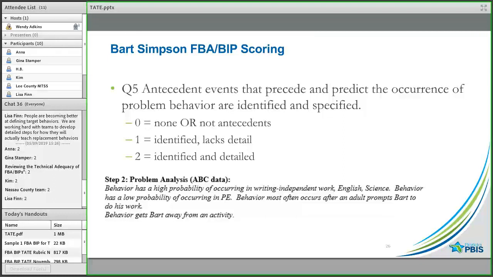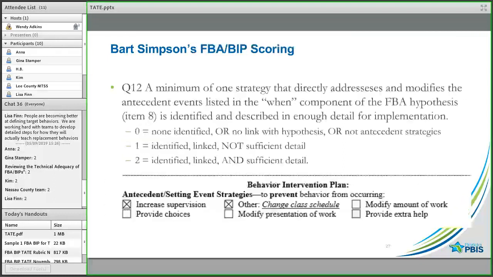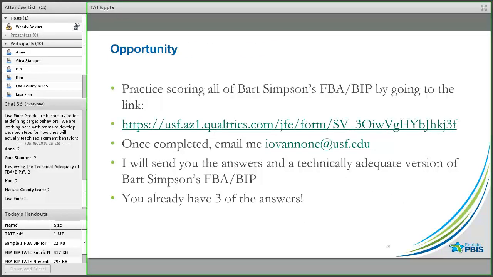So we're not going to have time to do the next scoring. Here is what we're going to end with. I was going to do one of the intervention ones, but we're going to go ahead. If you would like to do all of Bart Simpson and get a lot of good stuff back, I have given you a link on this PowerPoint, which takes you to a Qualtrics survey, which is really the whole Bart Simpson FBA BIP, the TATE.